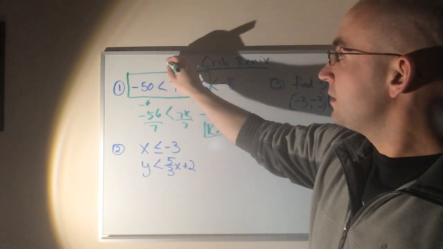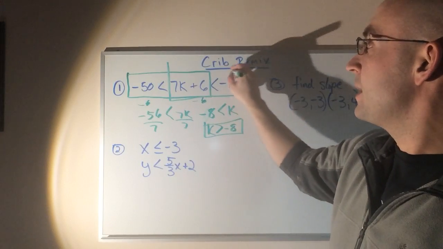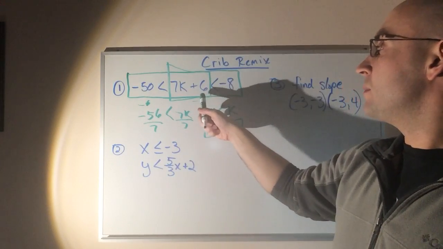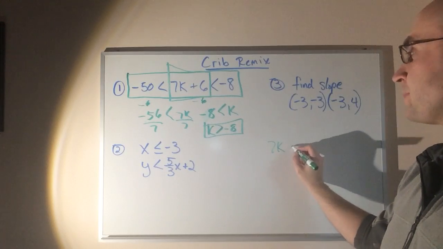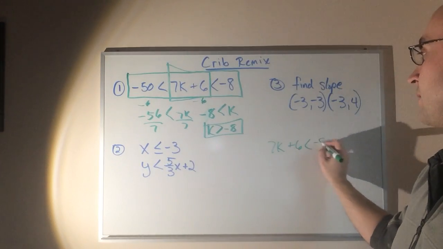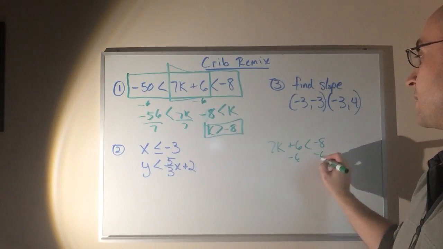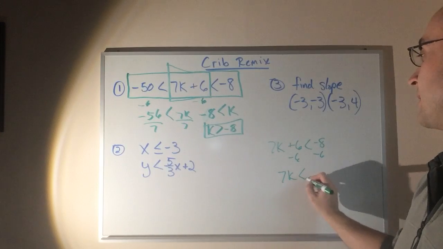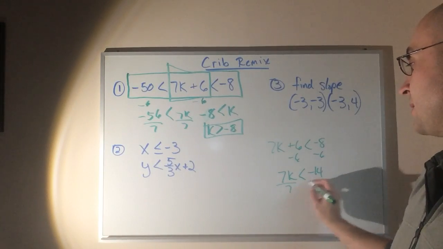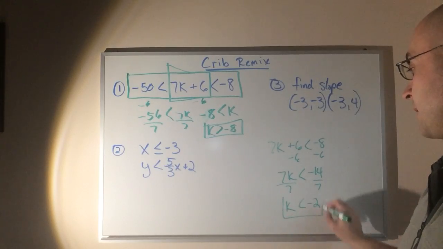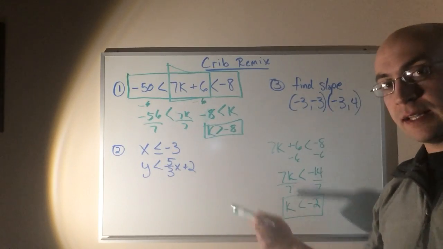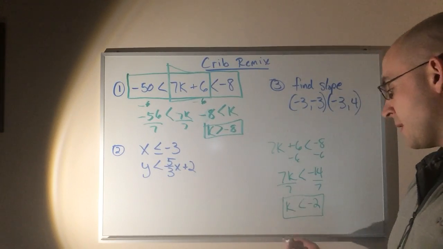And then I'm going to go and do this the other way. Okay. So I've got here, I'm just going to go to the side, 7k plus 6 is less than negative 8. I'm going to subtract 6 again on both sides. So I'm going to have 7k is less than negative 14. Divide by 7 on both sides, and I'm left with k is less than negative 2. So I've got k on both sides, on the correct side, the left side. So these are my 2 inequalities.